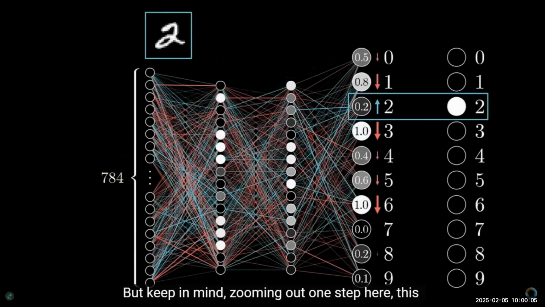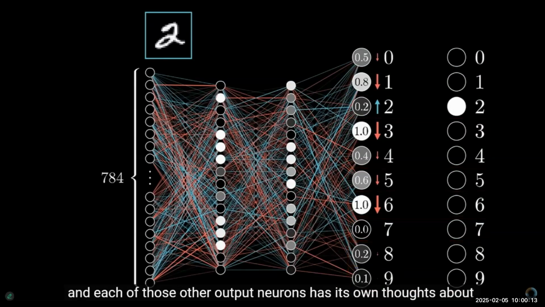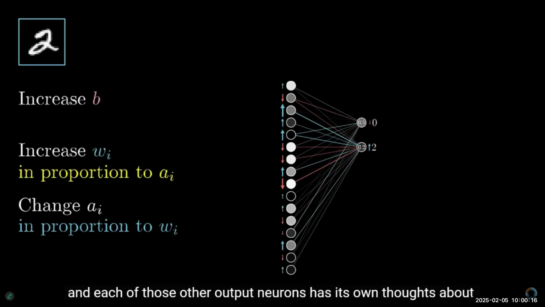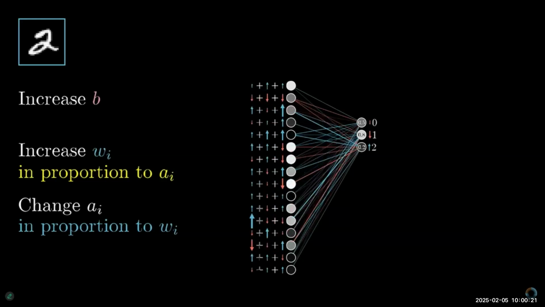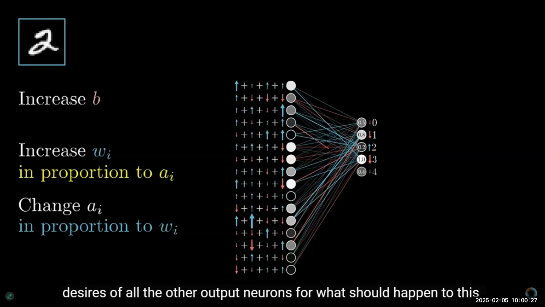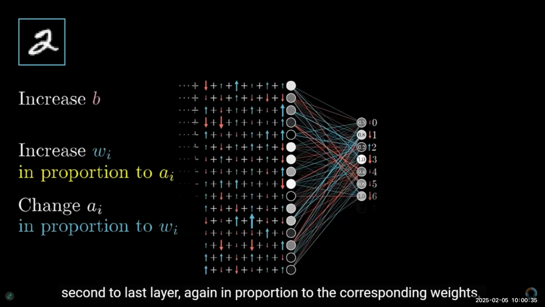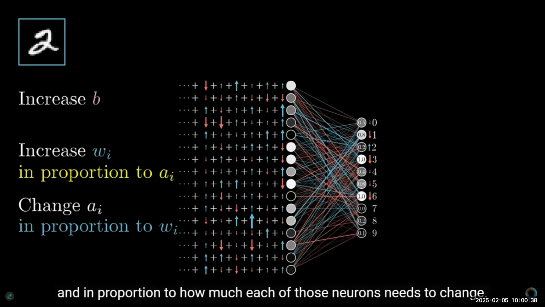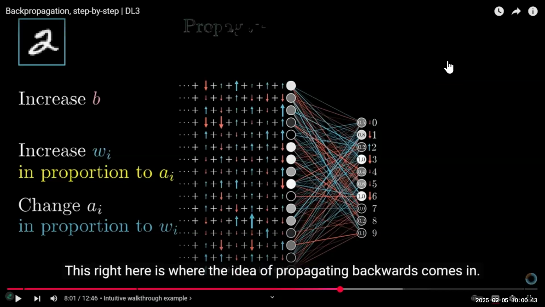But keep in mind, zooming out one step here, this is only what that digit 2 output neuron wants. Remember, we also want all of the other neurons in the last layer to become less active. And each of those other output neurons has its own thoughts about what should happen to that second to last layer. So, the desire of this digit 2 neuron is added together with the desires of all the other output neurons for what should happen to this second to last layer. Again, in proportion to the corresponding weights, and in proportion to how much each of those neurons needs to change. This right here. Well, any questions so far?